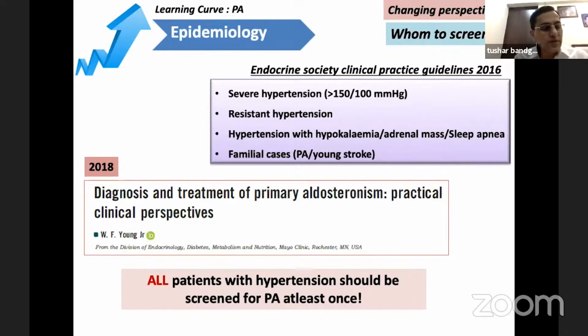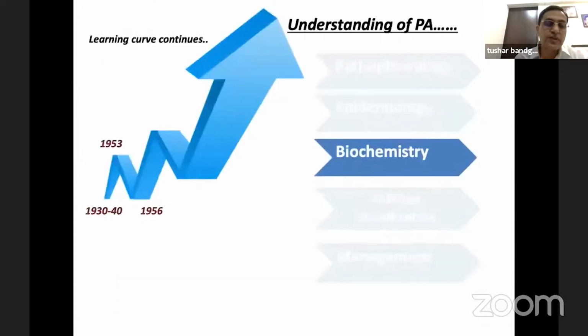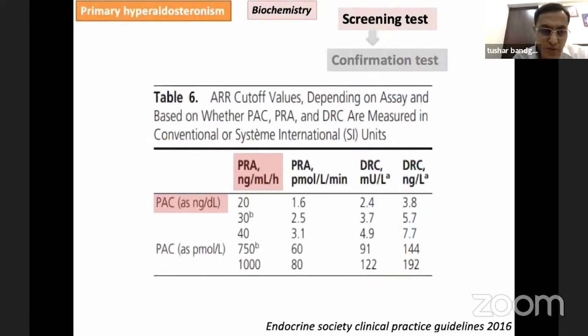With the availability of various chemiluminescence-based assays, it's quite simple to do, and it's worth the amount of money as well as the amount of benefit which we can accrue out of it. So with that background, let's look at how to diagnose them.